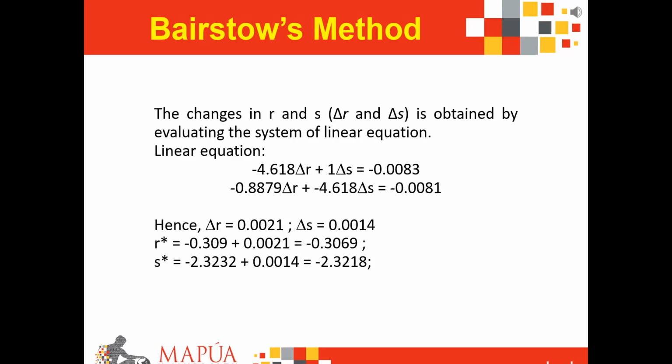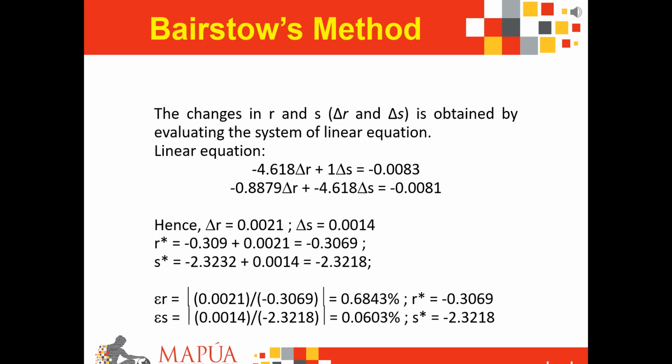When checking the error, your R gives us an error of 0.6843%, which eventually satisfies our terminating condition, and your S gives us an error of 0.0603%, which eventually satisfies again your terminating condition. Thus, this happens to be the correct values of R and S.